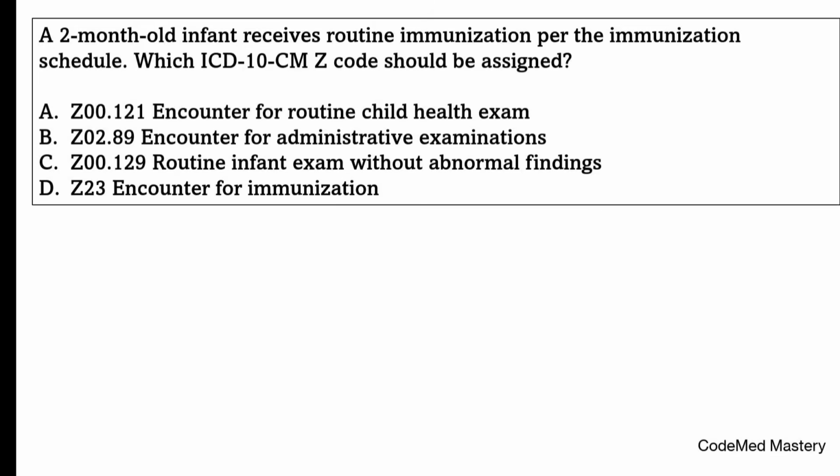Next question. A 2-month-old infant receives routine immunization per the immunization schedule. Which ICD-10-CM Z code should be assigned? Option A, Z00.121, which is for encounter for routine child health exam. Option B, Z02.89, which is for encounter for administrative examinations. Option C, Z00.129, which is for routine infant exam without abnormal findings. Option D, Z23, encounter for immunization.